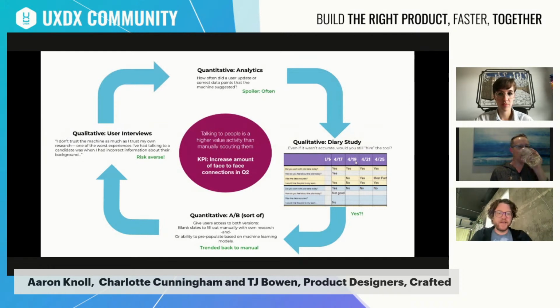We already knew that face-to-face interactions were critical for this company. So we wanted to get our people in front of more people faster. And we hypothesized machine learning could help us get there. Maybe ChatGPT could. So we began with general user interviews, getting to know people's day-to-day.